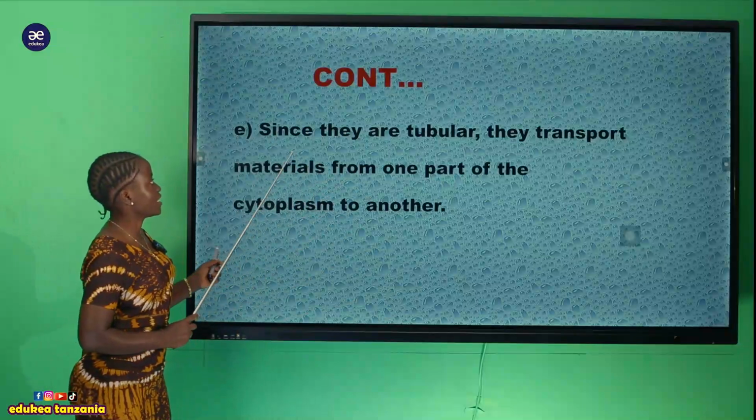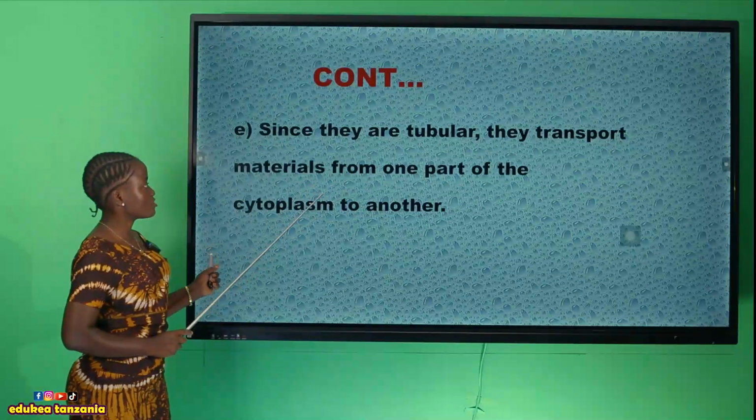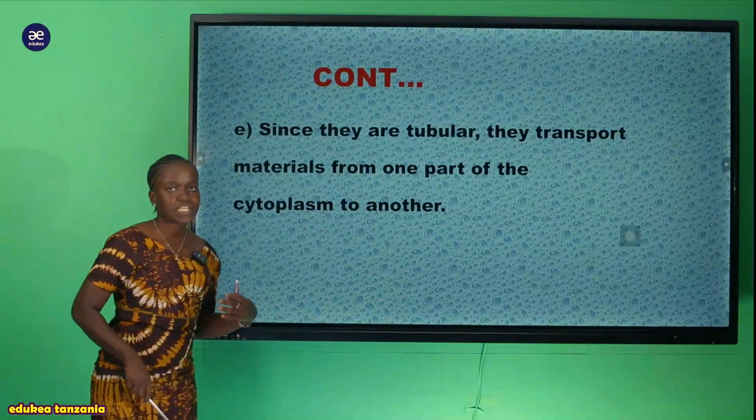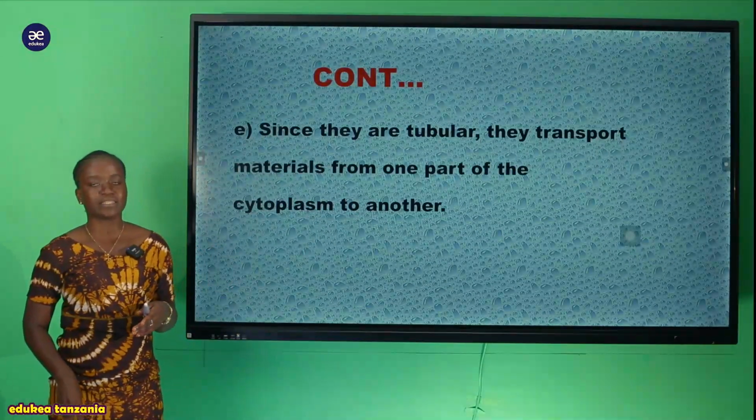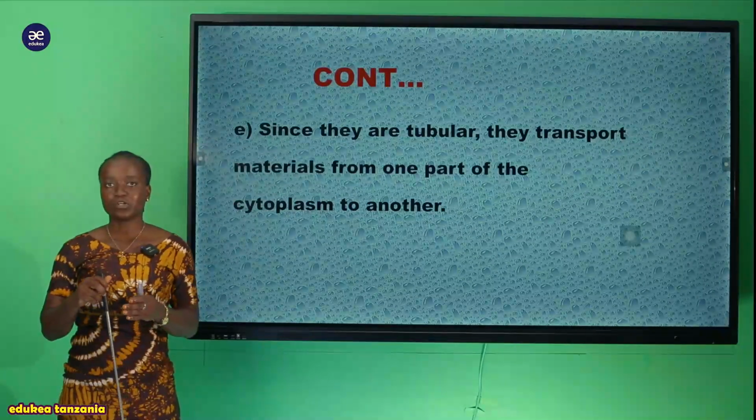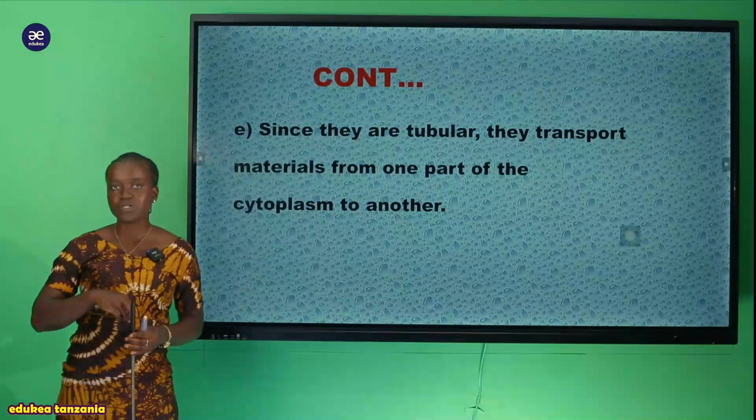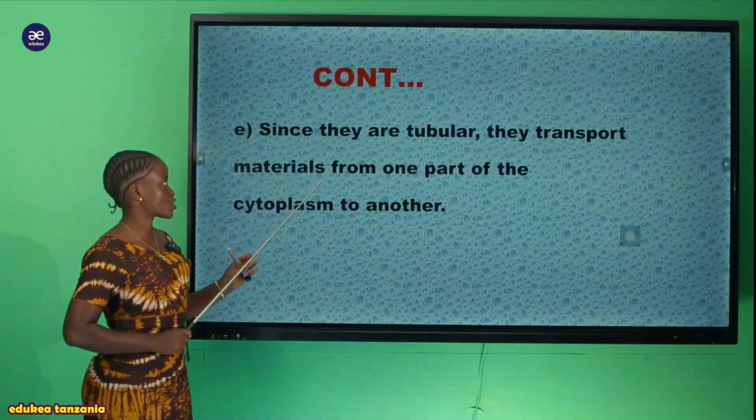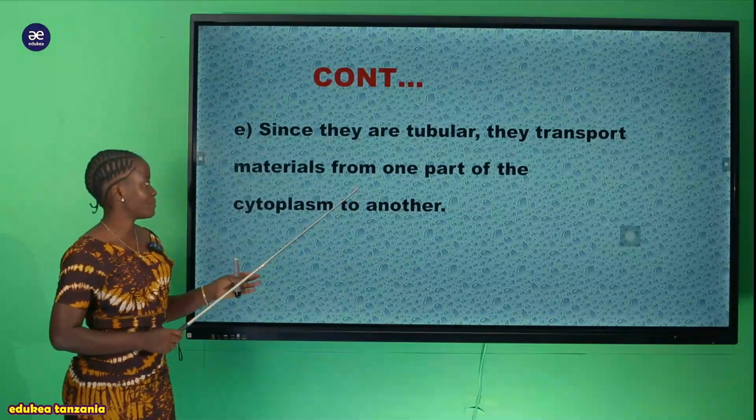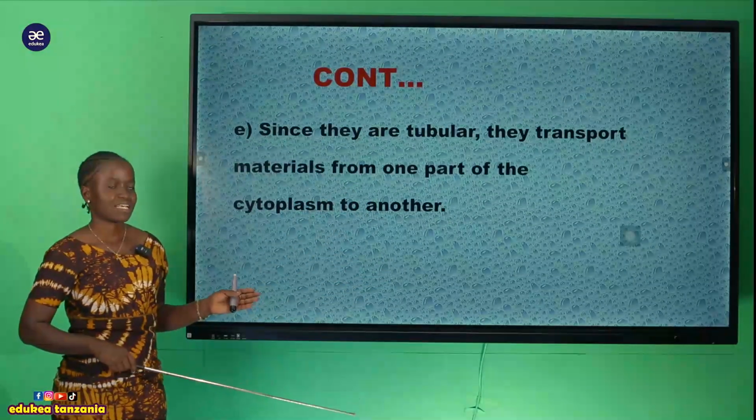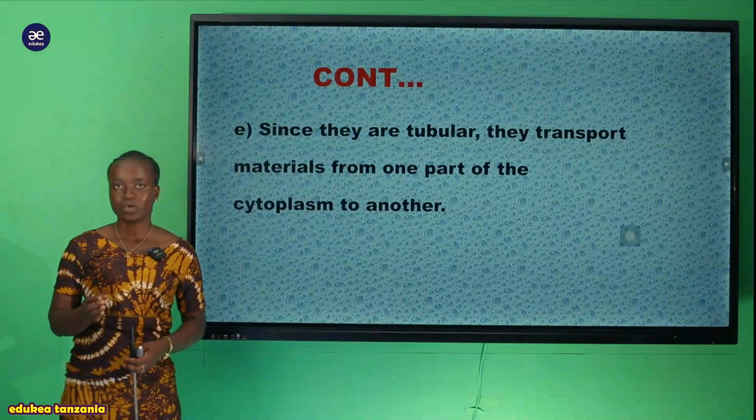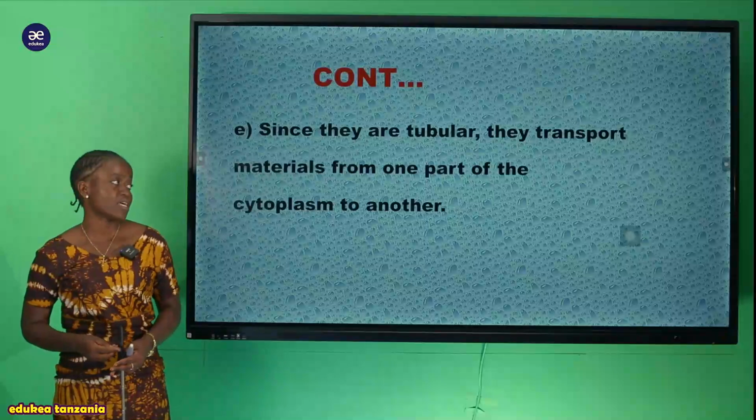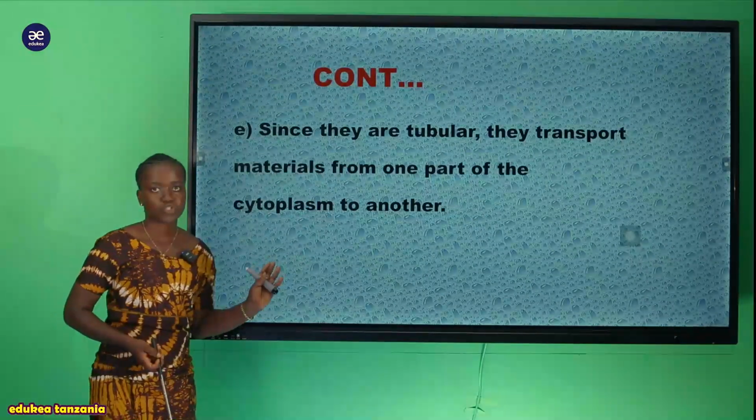But also, since they are tubular, they transport materials from one part of the cytoplasm to another. Because this microtubule, as the word expresses itself, that is microtubules, the presence of tubules in this structure helps in the transport of material from one part of the cytoplasm to another. So it helps a lot in carrying different kinds of material that are found within the cell from one place to another, and that's the functioning of the microtubules.